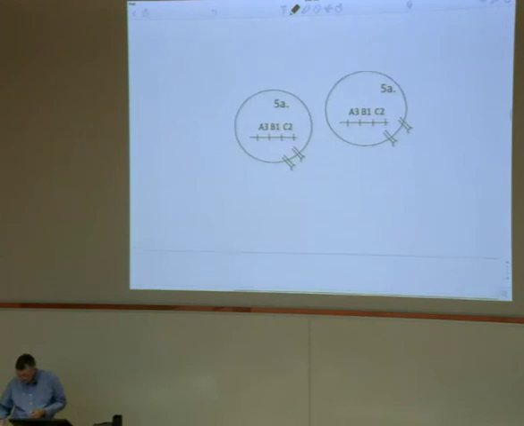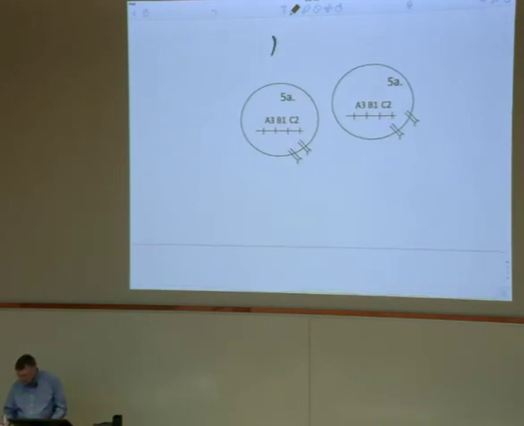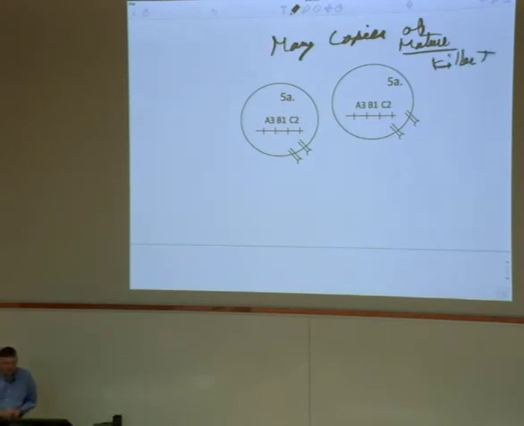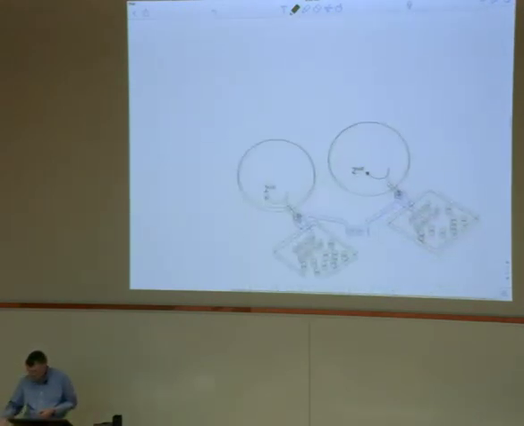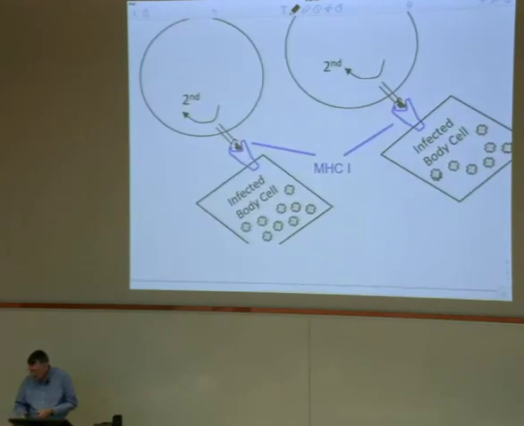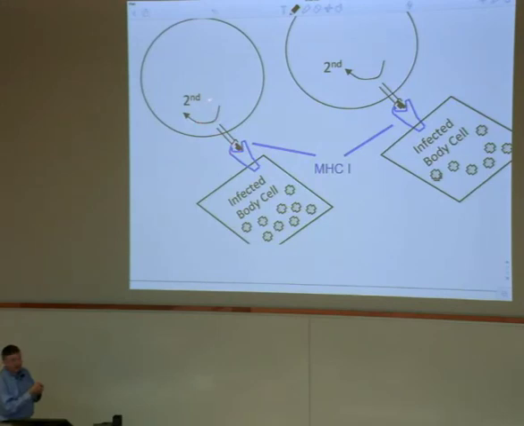So here's our cell division. And you wind up with many copies of mature killer Ts. These are no longer naive. They all have the same A3B1C2, A3B1C2. They all have the same sequence, so they all have the same shape of their receptor. But now they're mature. So if they bind an infected body cell, that activates a second messenger pathway.